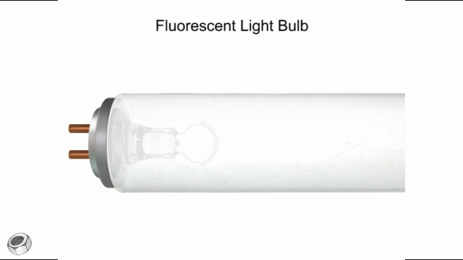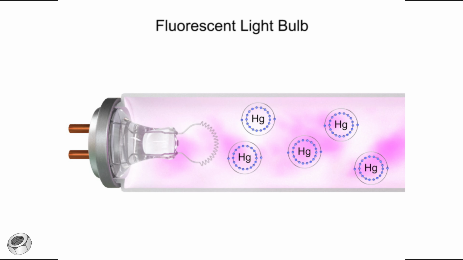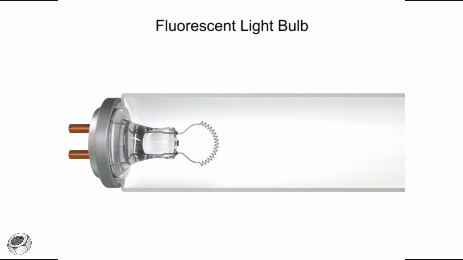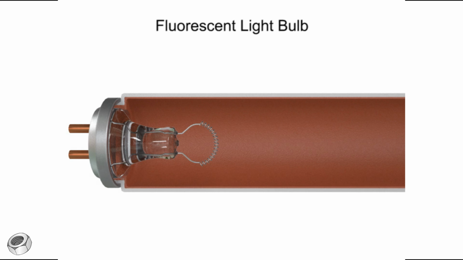A typical fluorescent bulb is filled with argon gas and a minuscule amount of vaporized mercury. The inner surface of the tube is coated with the powdery phosphor substance. At each end of the tube is an electrode with filaments.